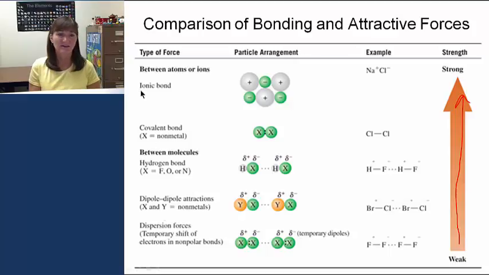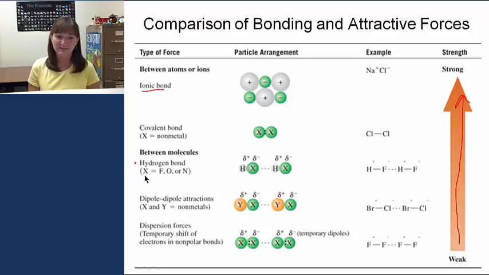Okay, so we're going to start off with the ionic bonds, and that is the cation to the anion. And then remember you have your covalent bond, which is the sharing of electrons. In between molecules, here are the attractive forces between molecules. The strongest between molecules is the hydrogen bonding.